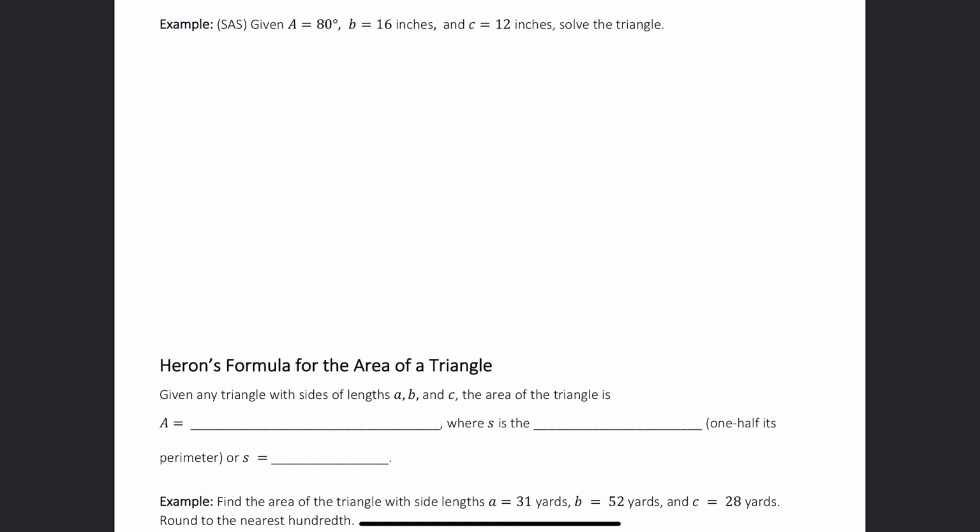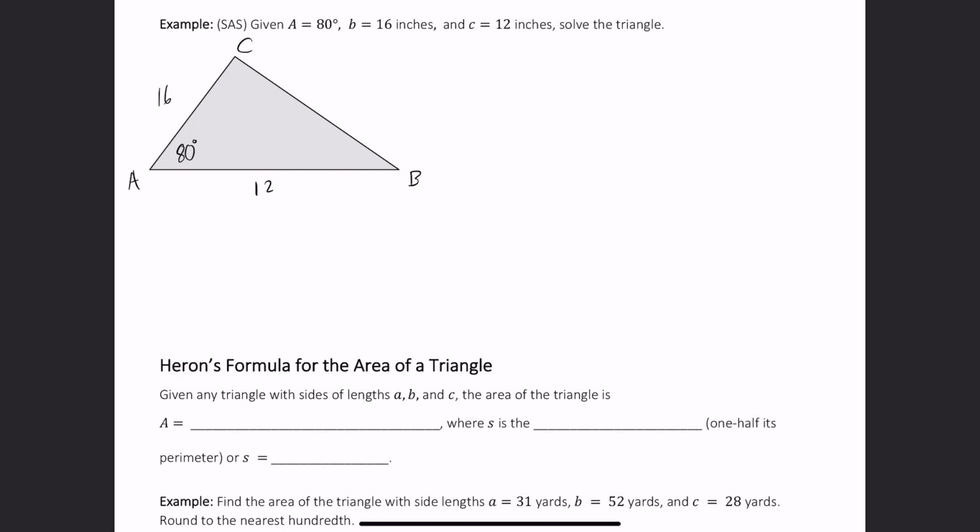So given angle A, 80 degrees, B, 16 inches, and C, 12 inches, solve the triangle. Again, to recap, solving the triangle means finding all angles and all side lengths. So let's begin by drawing a triangle and labeling it. Okay, as you can see, we cannot use the law of sines here because this angle does not have this corresponding side. So yeah, this is why you would have to use law of cosines.